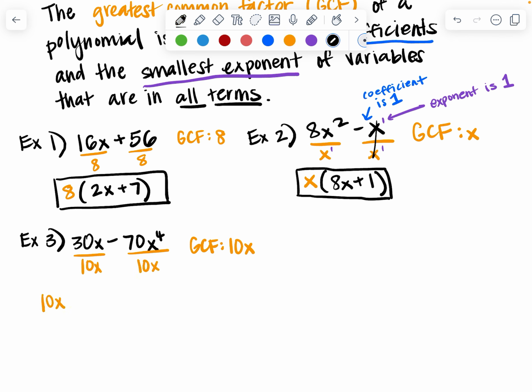It goes to the outside. 30 divided by 10 is 3. x divided by x cancels out. And then 70 divided by 10 is 7. Now I need to remember to subtract 1 here. So this becomes 7x cubed.